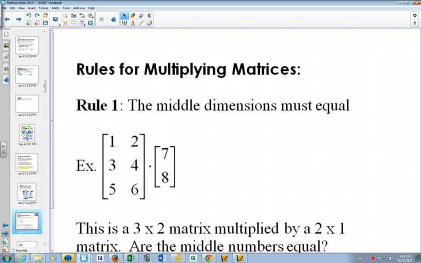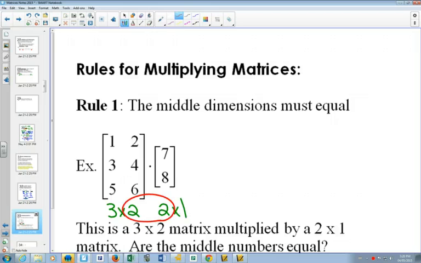So our middle dimensions must be equal. Here we have a 3 by 2, and here we have a 2 by 1. Our middle numbers are the same, so this means that you can multiply them. And the answer you would get would be a 3 by 1 matrix.